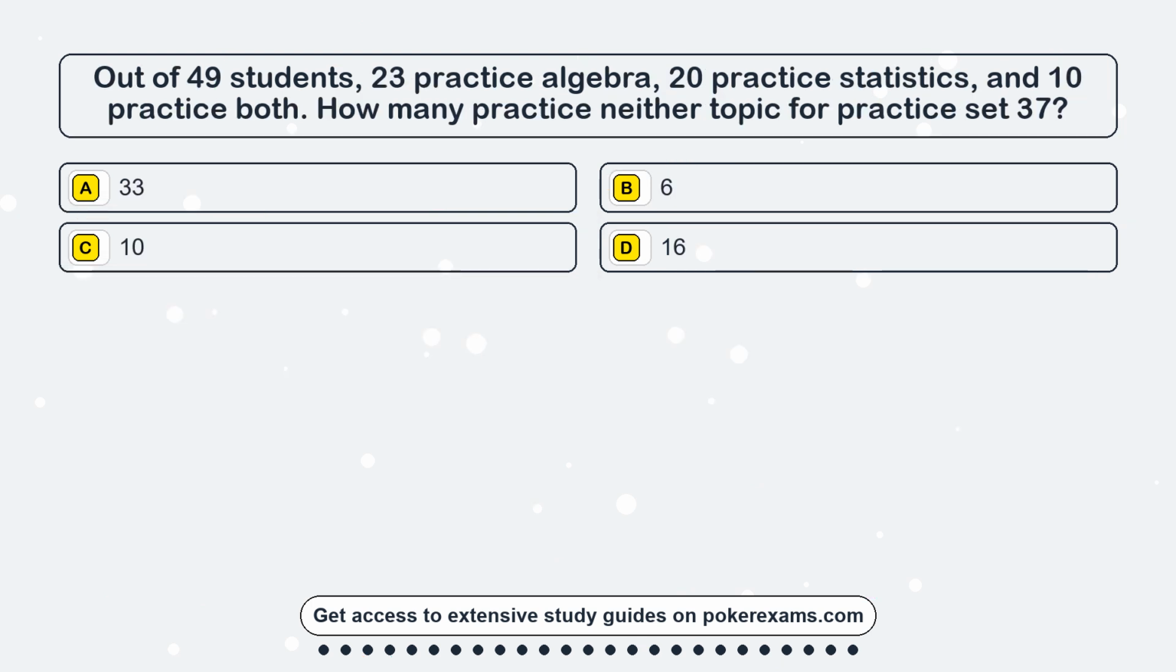Question 24. Out of 49 students, 23 practice algebra, 20 practice statistics, and 10 practice both. How many practice neither topic for practice set 37? Option A 33. Option B 6. Option C 10. Option D 16.